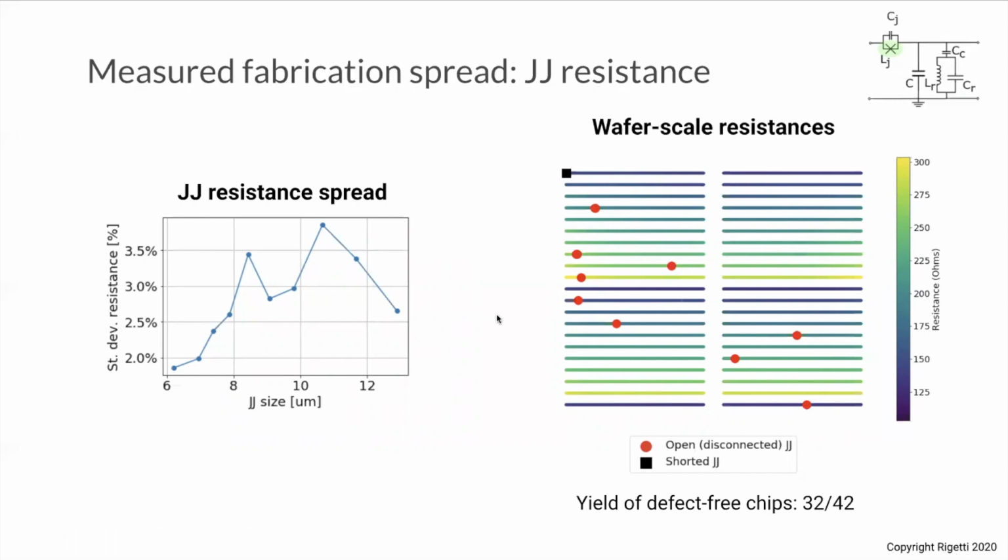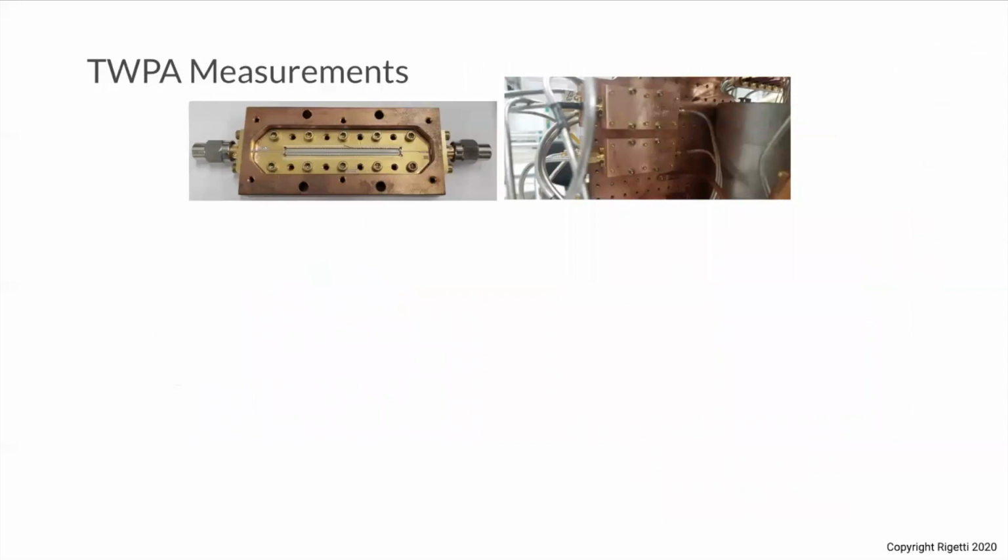On the right, we have wafer scale resistances. Color represents resistance. And each of these lines is actually a line of dots, which is one chip of 800 junctions. We have red dots, which are opens, and black squares, which are shorts. And even with all this scatter of defects, we still have a relatively high yield of defect-free chips, 32 out of 42. So finally, we measure these TWPAs cryogenically.